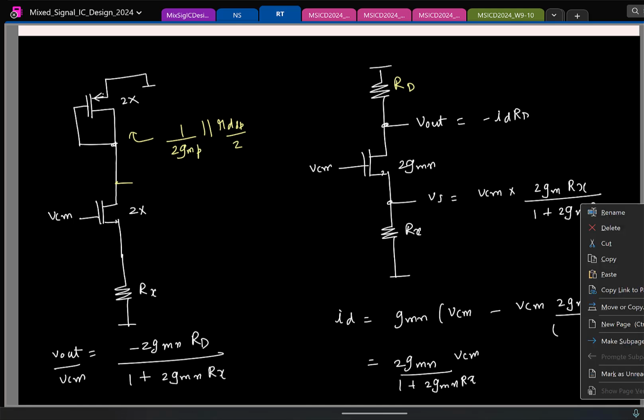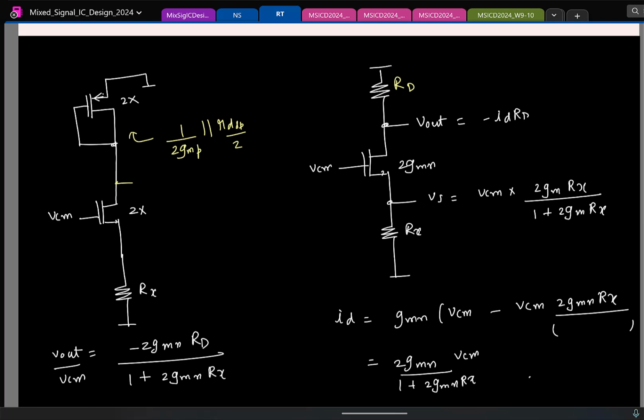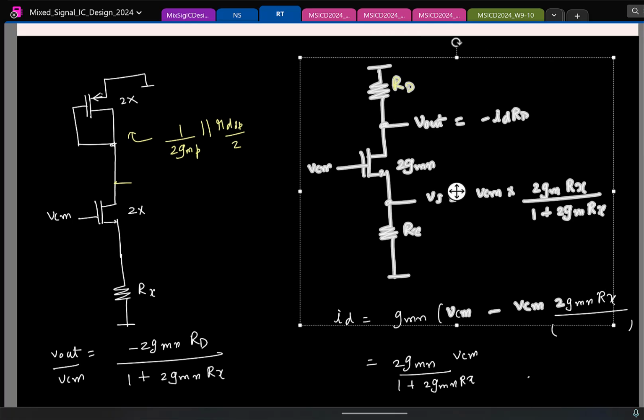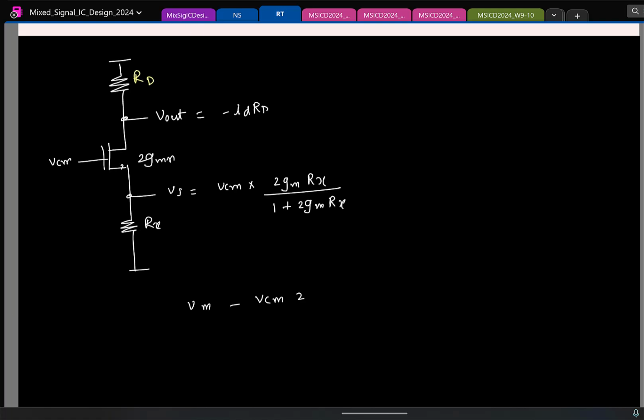So let's just quickly simplify this and move on, or actually we don't even have to, we can do it here. Let us say I have a case where 2 GMN Rx is much greater than 1, which in this case is a reasonable thing to assume because this is the output resistance of a current source, which although is not infinite, will be reasonably large. If this is much greater than 1, how can you approximate this?